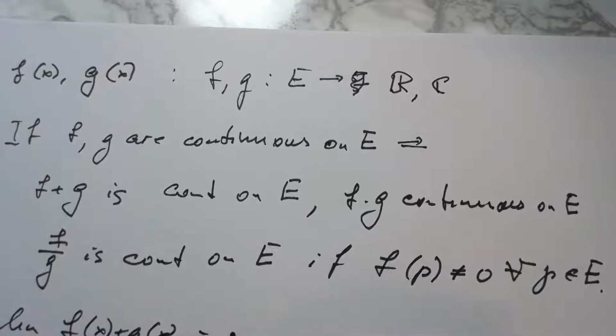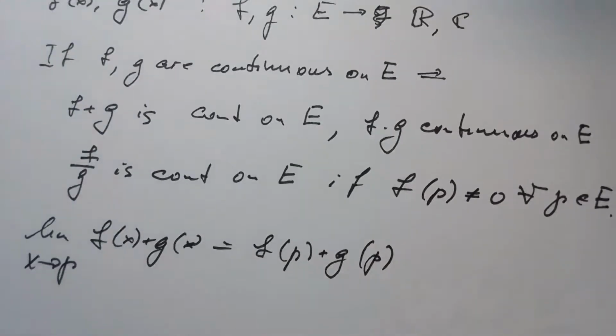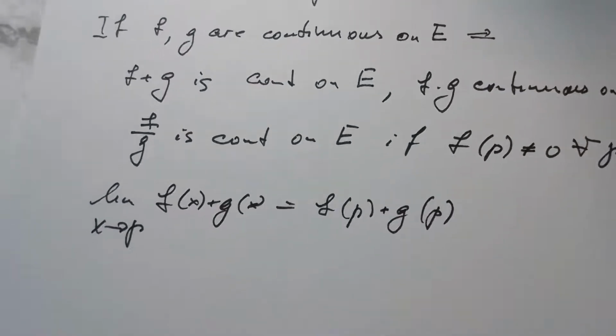So if f of x is continuous function, this is equal to f of p plus g of p. So the same result works for the sum of two functions, the same result works for the product of two functions, and the same result works for ratio of two functions, provided the second function is never, ever, ever being equal to 0.